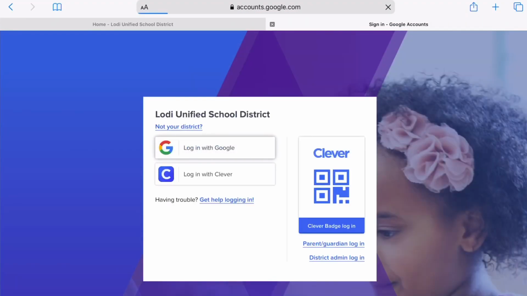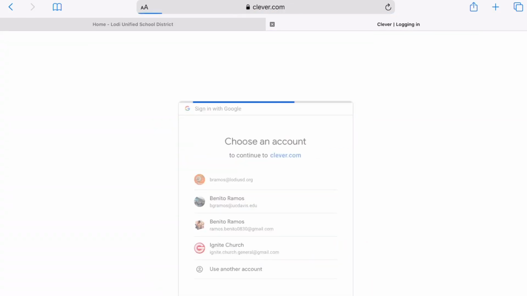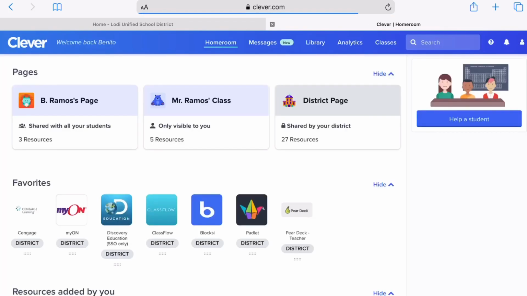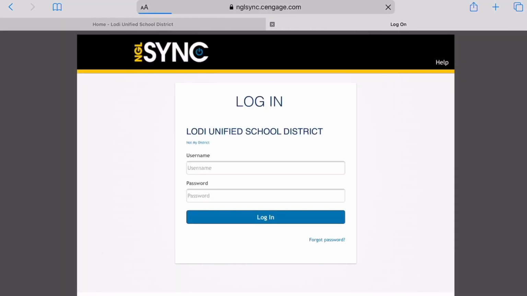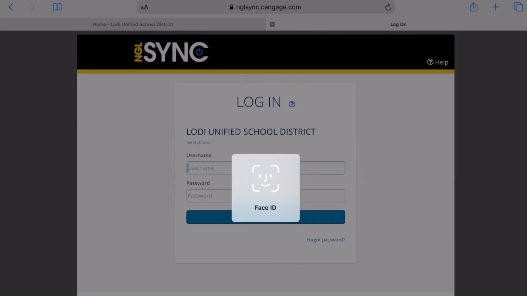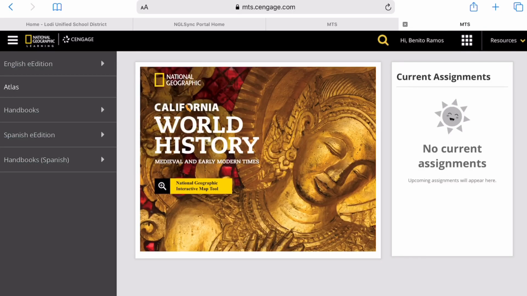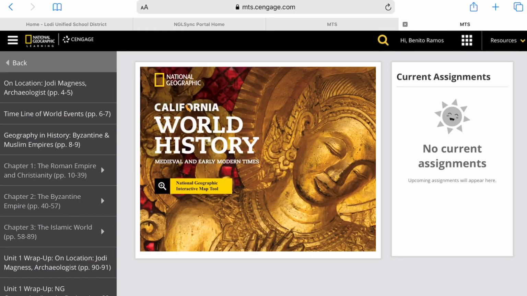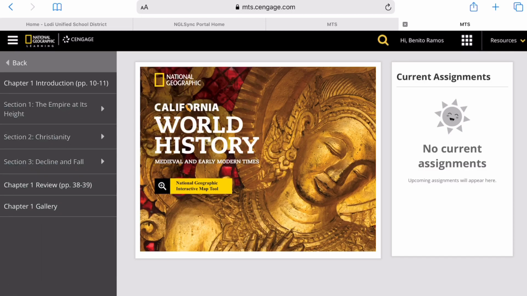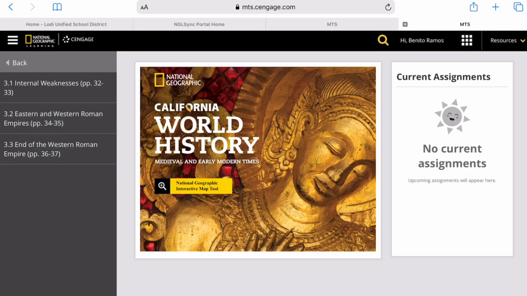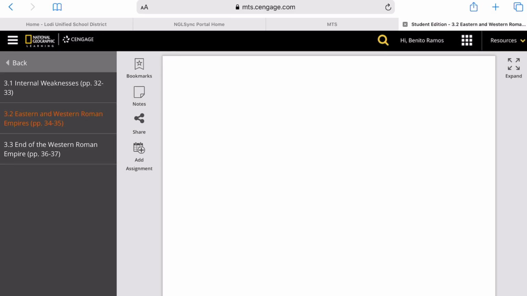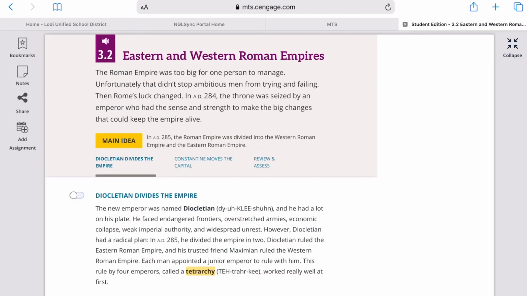So you go to lodausd.net, then Clever, and from Clever, launch Cengage Learning, and from Cengage Learning, log in to your world history account. It's the same student account that you are using for your Chromebooks. From the left side, Unit 1, Chapter 1, Section 3, Lesson 2, Eastern and Western Roman Empires.